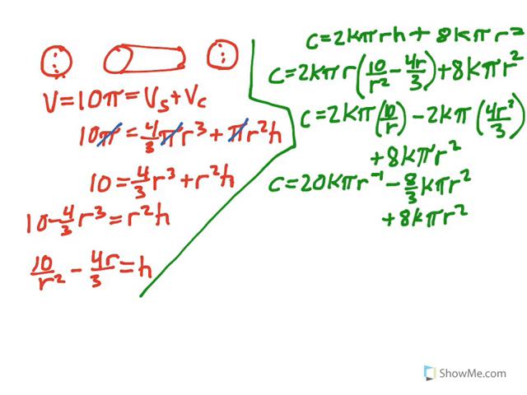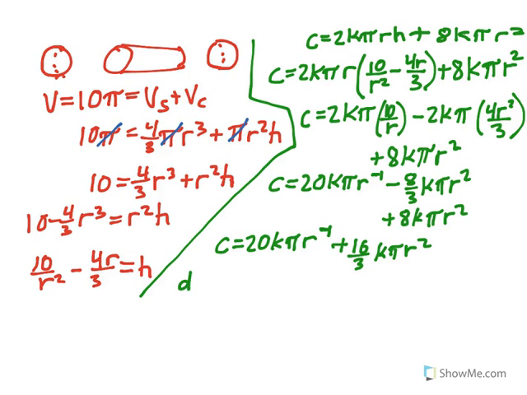And so combining the two r squared terms, we get that the cost is equal to 20 times k times pi times r to the negative first, minus, let's see, 8 is 24 thirds, 24 thirds minus 8 is plus 16 thirds k pi r squared. Okay, now we can take the derivative of this.